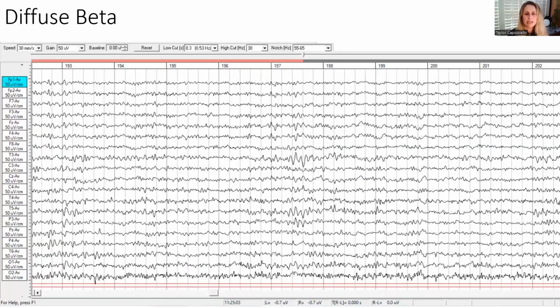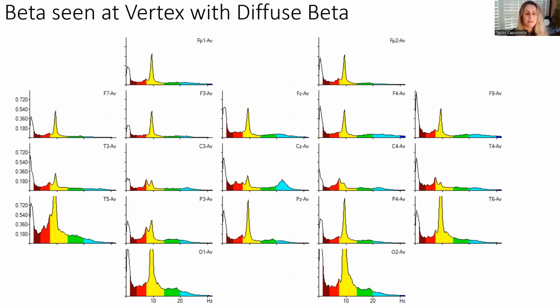This is diffuse beta, so we can see beta throughout the entire record. So this could be a candidate for possibly having inflammation somewhere else in their body. We can see that with the beta spindle at CZ and diffuse beta throughout.